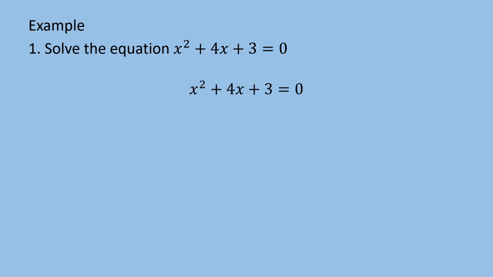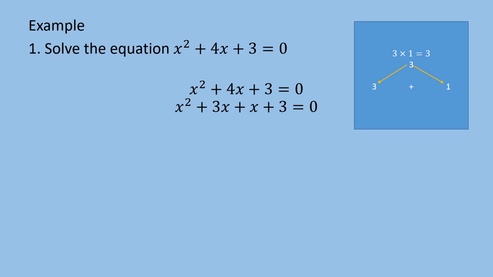How are we going to factorize this? Yes, that is the way. Coefficient of x squared multiplied by the constant, then we are getting 3. So how to make 3? 3 times 1. So when we are adding 3 and 1, it equals 4x. So we can write this equation the same as x squared plus 3x plus x plus 3 equals 0.